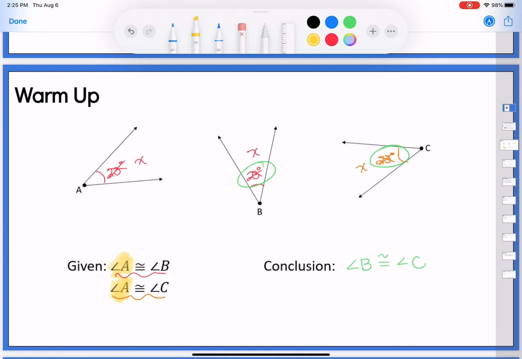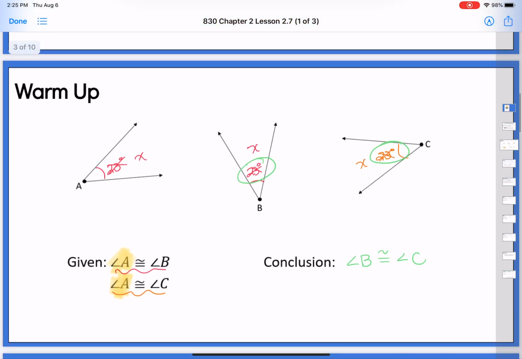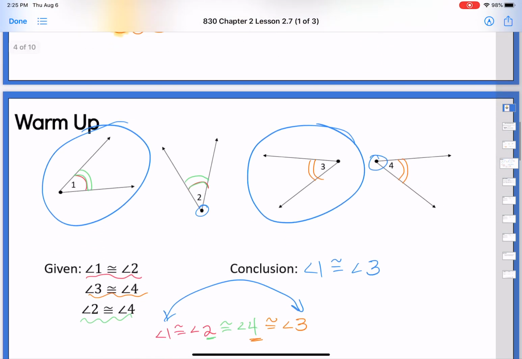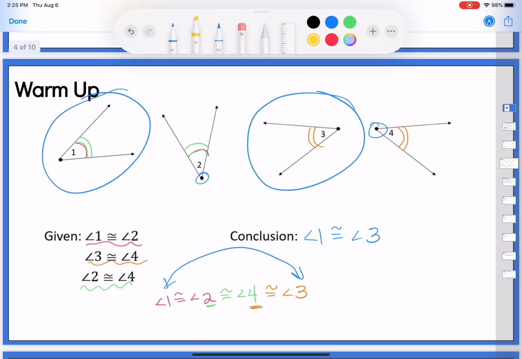That's pretty straightforward. The second situation is a little bit harder to comprehend, but hopefully your experience with those complementary and supplementary theorems, your experience with the addition property and the subtraction property are helping you build up to the idea of this last one. And that was, if two angles are congruent to two congruent angles, then they are congruent to each other.